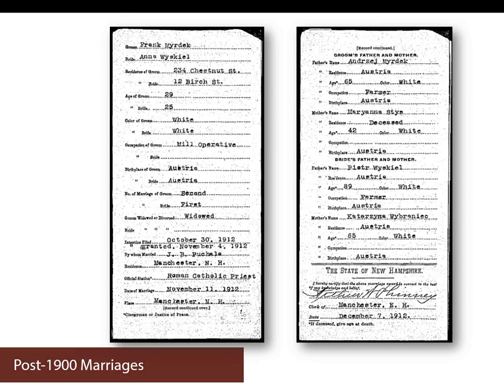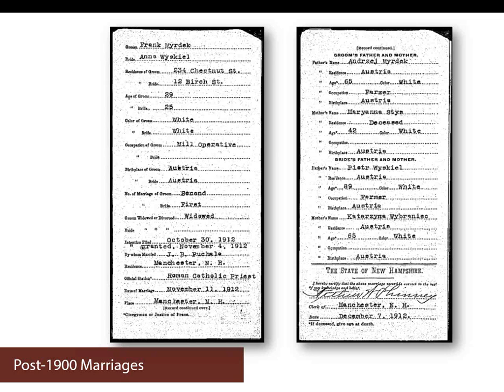All right, here's a post-1900 marriage, and this is from an intention of marriage filed on October 30th, 1912, and they were married on the 11th of November, 1912 in Manchester, New Hampshire. You get the bride and the groom. You get that they're both from Austria, that it's his second marriage, her first marriage. He is widowed. Then on the right-hand side, it's giving you the names of the bride and groom's parents.